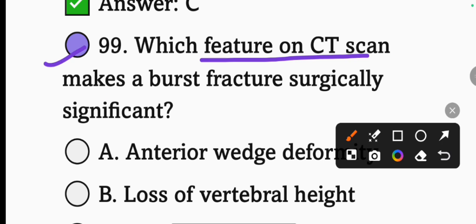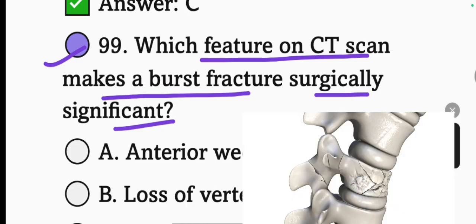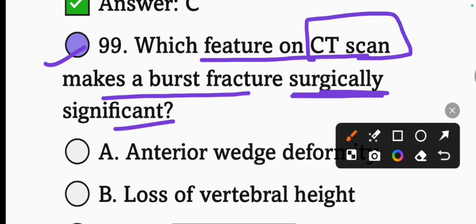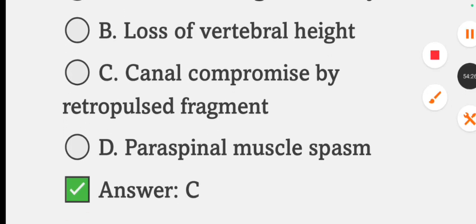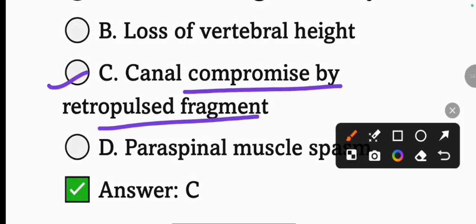Now come to question 99. Which feature on a CT scan makes a burst fracture surgically significant? Burst fracture is a very dangerous fracture because of the vertebral body fracture. The vertebral body fragment is multiple, a comminuted type of fracture. So the vertebral body fragments enter the spinal canal, causing canal compromise via a retropulsed fragment, so it needs surgery. In an X-ray or CT scan, if you see this retropulsed fragment in the canal, it needs surgery. So option C is correct: canal compromise via retropulsed fragments.